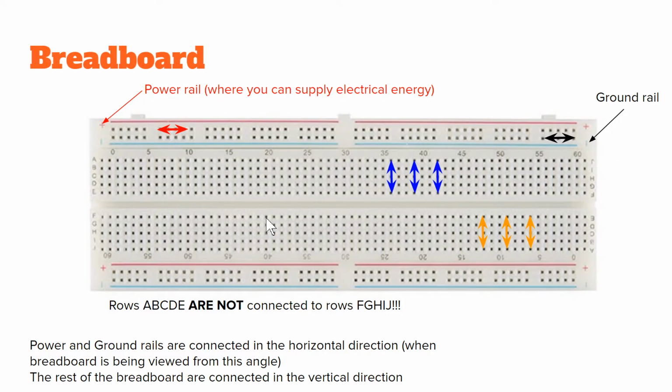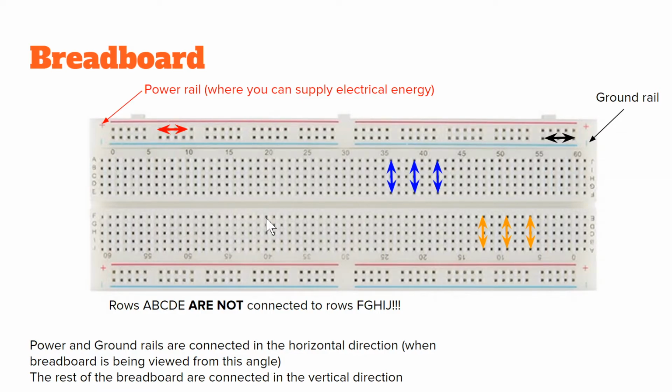If I want two wires to be plugged in next to each other, they have to be on the same vertical line, like these are. Does that make sense? If I try to do it next to each other in the horizontal way, they're not going to be connected and nothing's going to happen. That's very important to know. Another thing is these rows right here, these A, B, C, D, E rows, are not connected to the F, G, H, I, J rows.